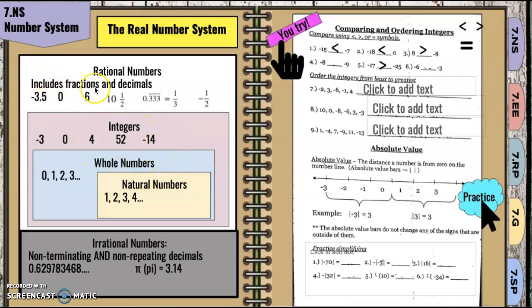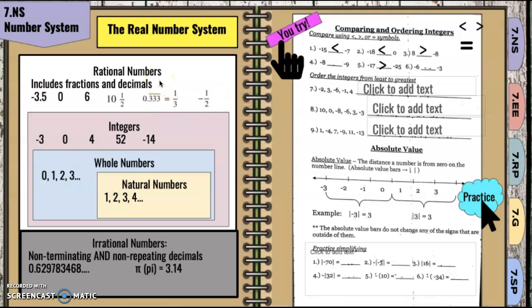All of the integers and fractions and decimals are called rational numbers. A rational number is anything that can be written as a ratio. A rational number is anything that can be written as a fraction. So the first 5 letters of rational numbers is ratio. Ratio is the same thing as a fraction. So we have negative 3.5, 0, 6, 10.5, 0.3 repeating, which is the same thing as 1/3, negative 1/2.